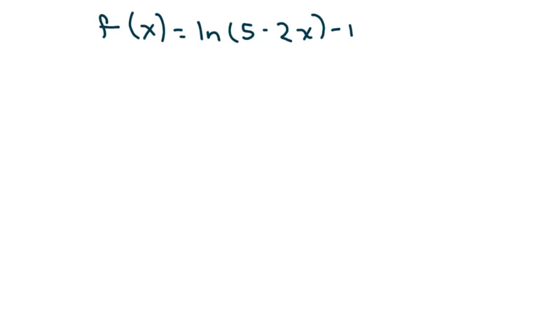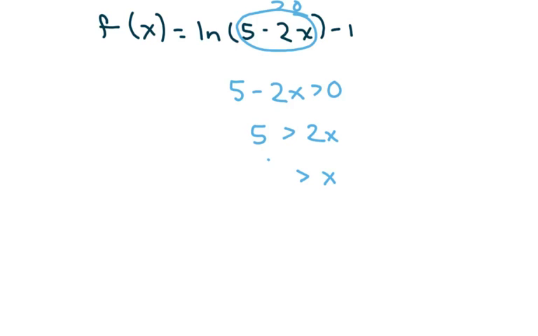Alright, next one, the same thing, except it's ln. This quantity has to be greater than 0, so we're just going to set that to be greater than 0. So 5 is greater than 2x, and x is going to be less than 5 over 2. You divide both sides by 2. Or you can write it this way. Now, again, let's just write it as negative infinity to 5/2. And it can't equal 5/2.